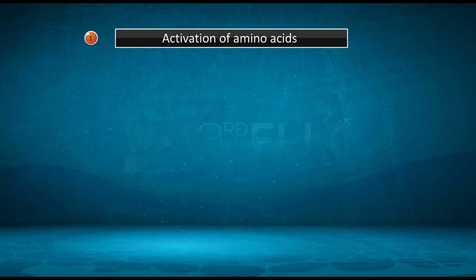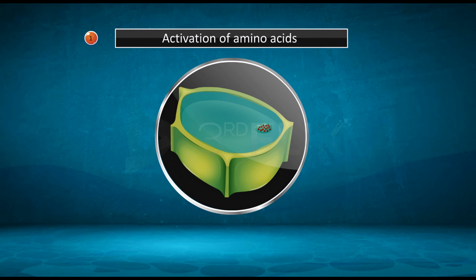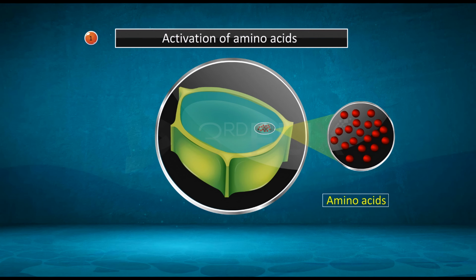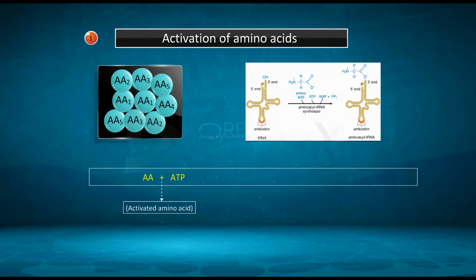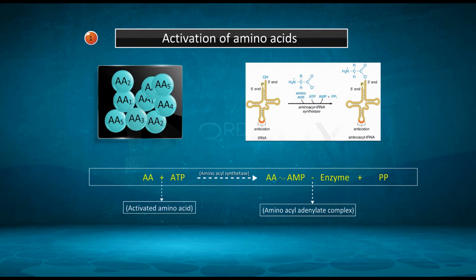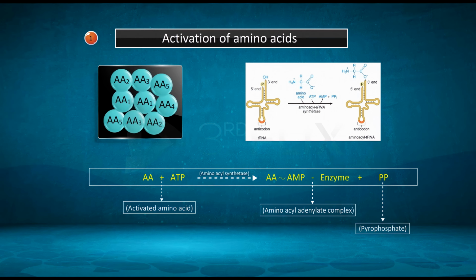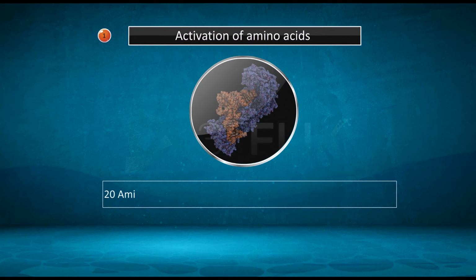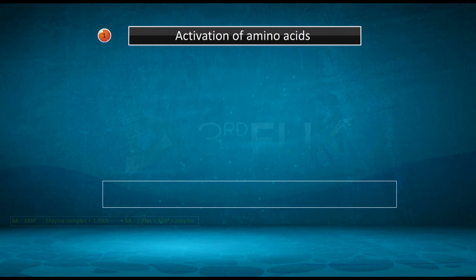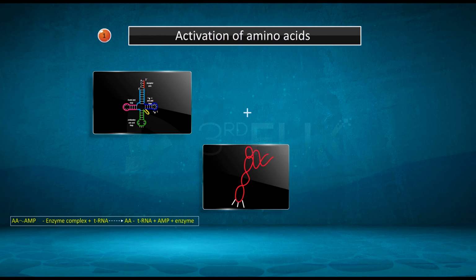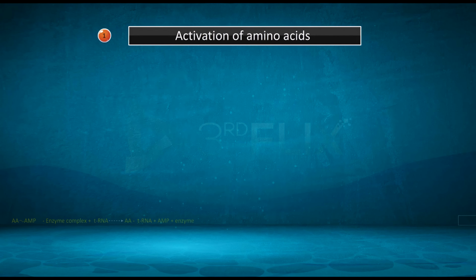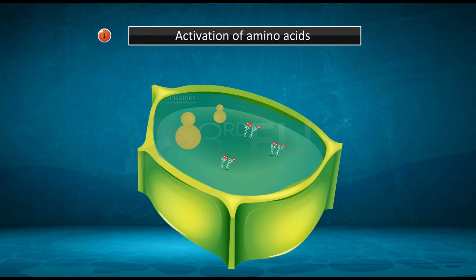Activation of amino acids. The cytoplasm contains an amino acid pool that comprises 20 different types of amino acids. Individual amino acids are activated by ATP in the presence of amino-acyl synthetase to form amino-acyl adenylate enzyme complex and pyrophosphate. Amino-acyl synthetase enzymes are specific for 20 different amino acids. Amino-acyl tRNA is formed by the combination of a specific tRNA molecule and amino-acyl adenylate complex. They move towards the ribosomes.